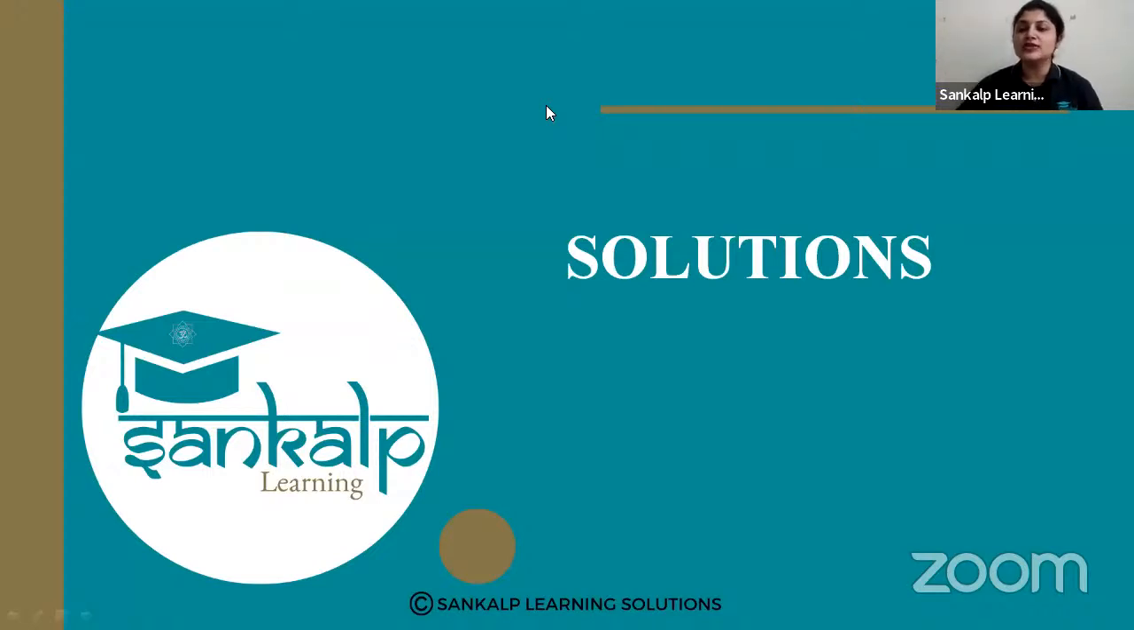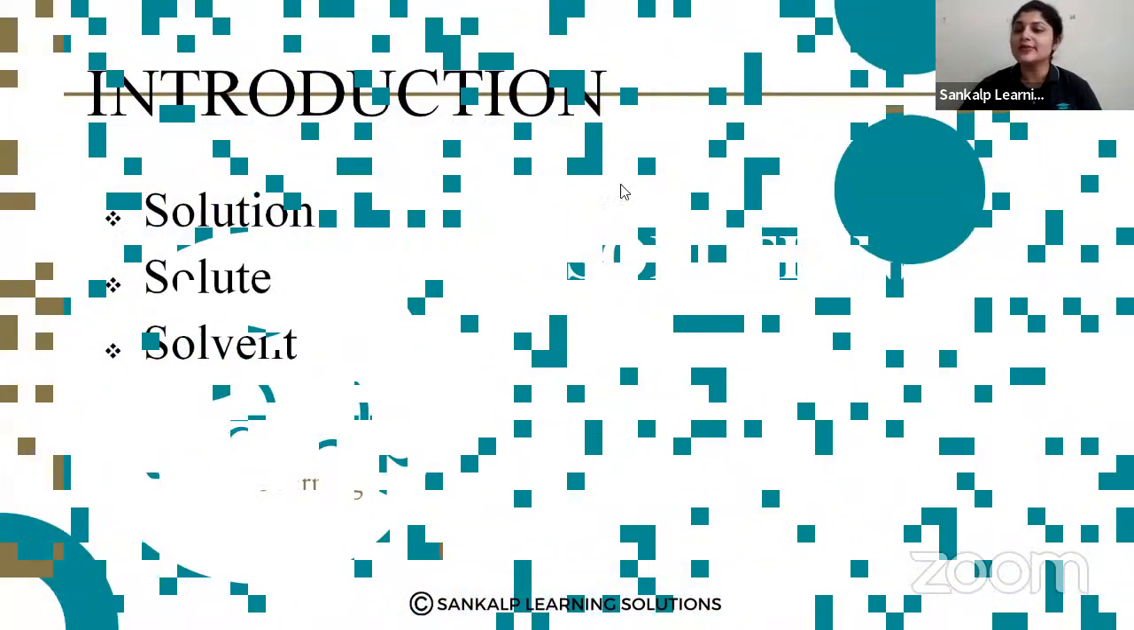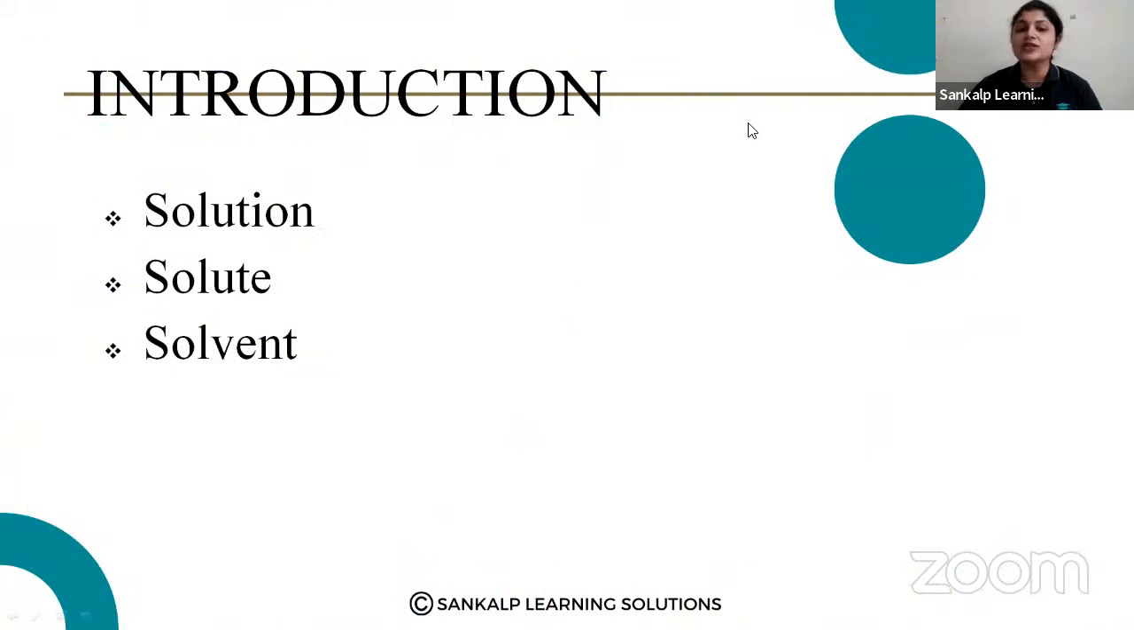So the solutions, they are called as homogeneous mixtures of two or more components. So when you mix two or more components, then they are called as solutions. So generally, whenever you are considering the solutions, there are two components which are present. The one component which is present in a larger quantity is called as solvent, and the component which is present in the lesser quantity is called as what? It is called as solute.